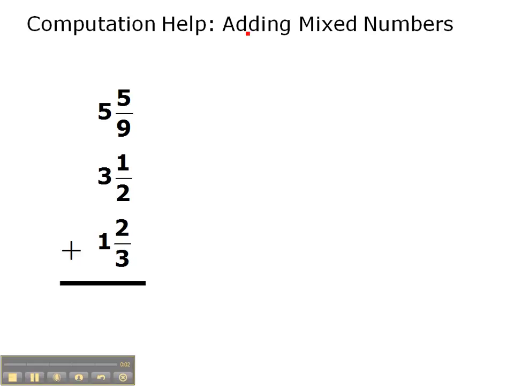This computation help video will help with adding mixed numbers. First of all, let's think about what a mixed number is. Let me read this first one, 5 and 5 ninths.